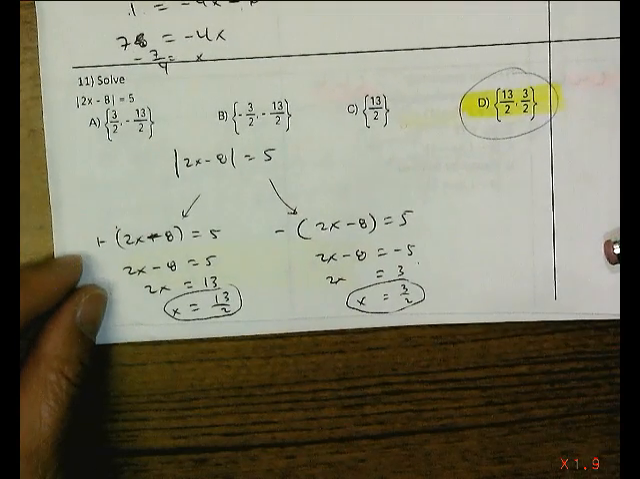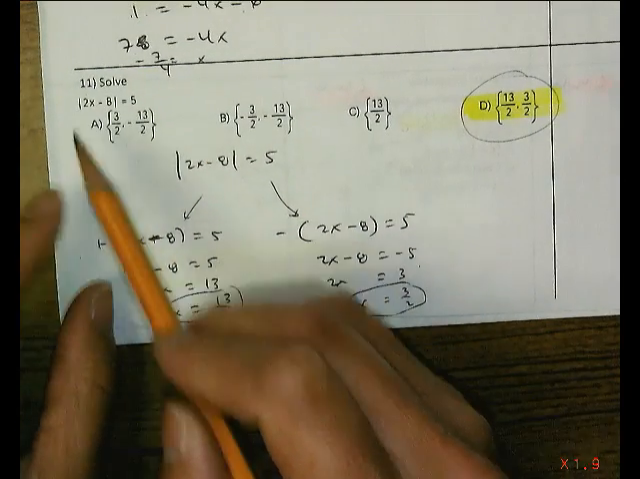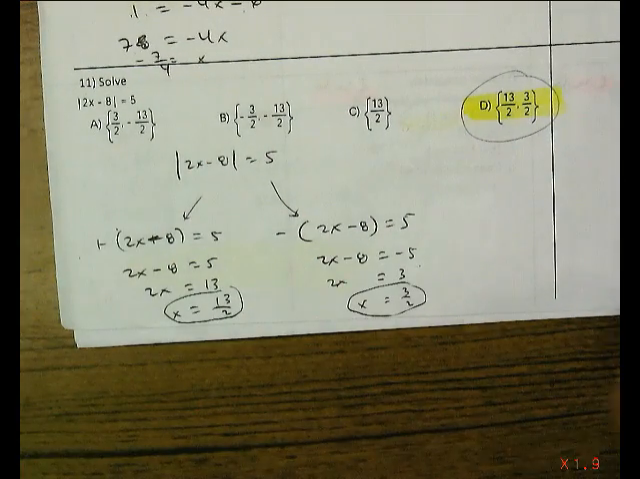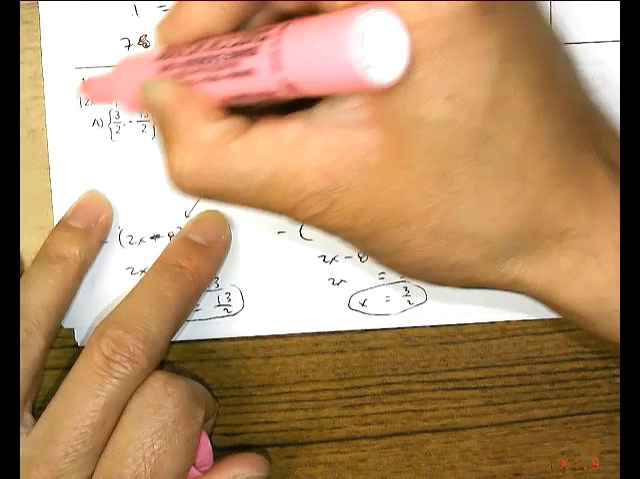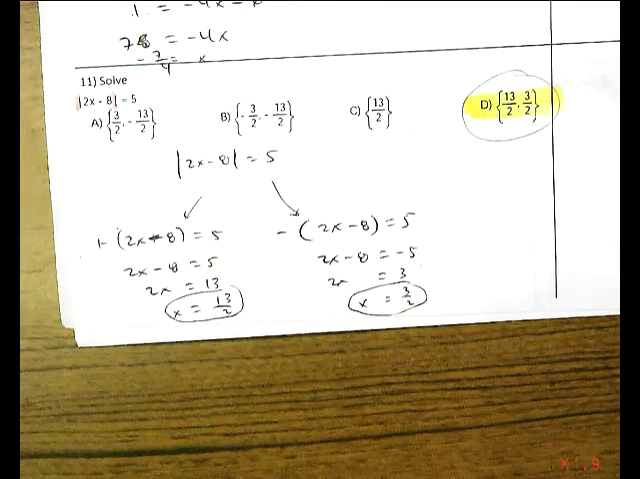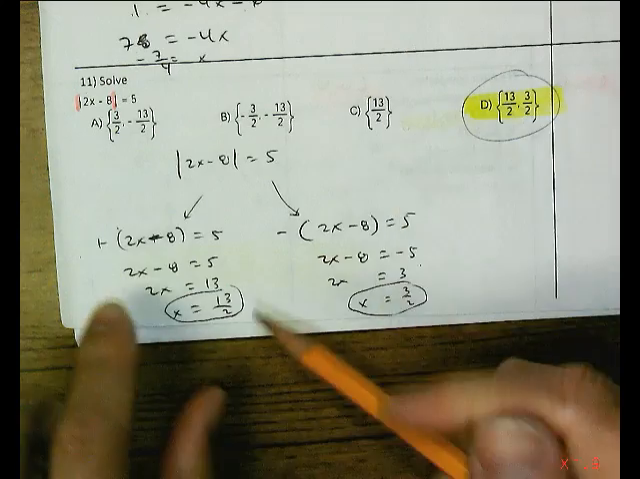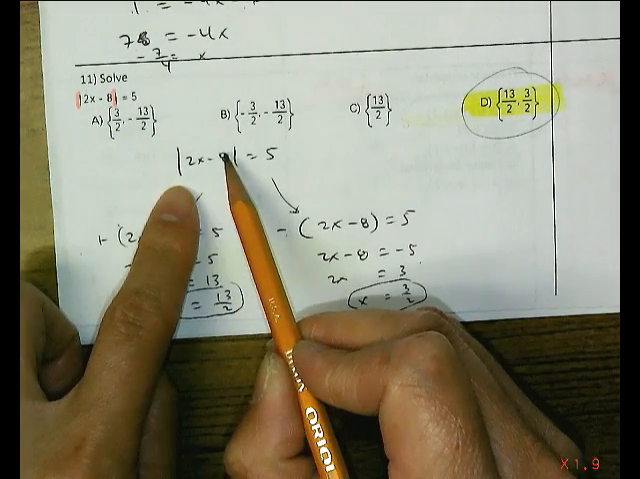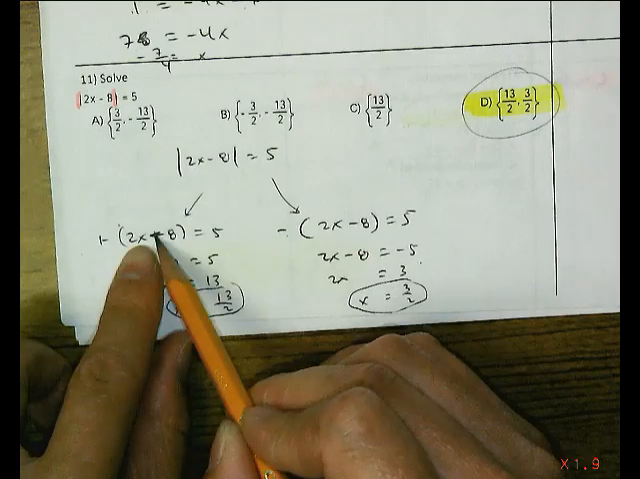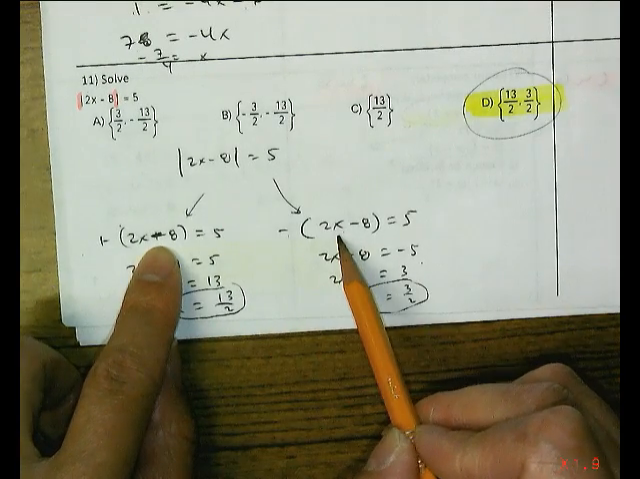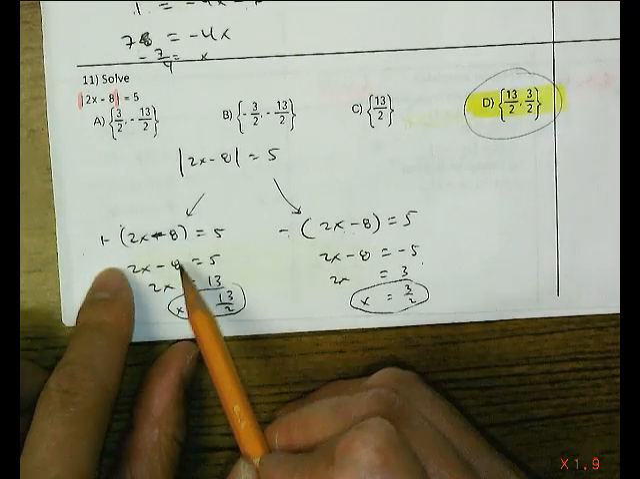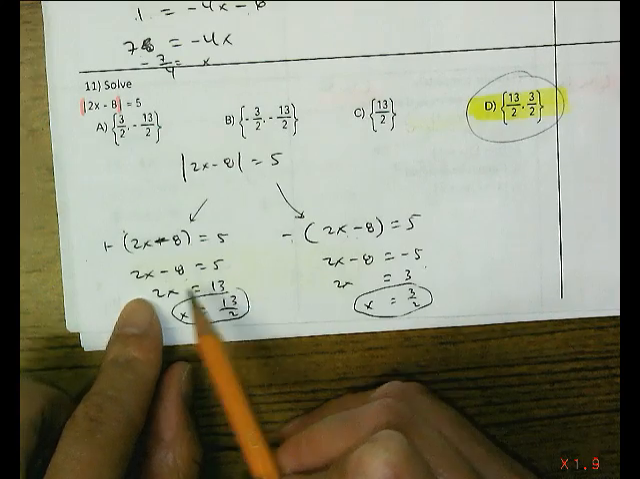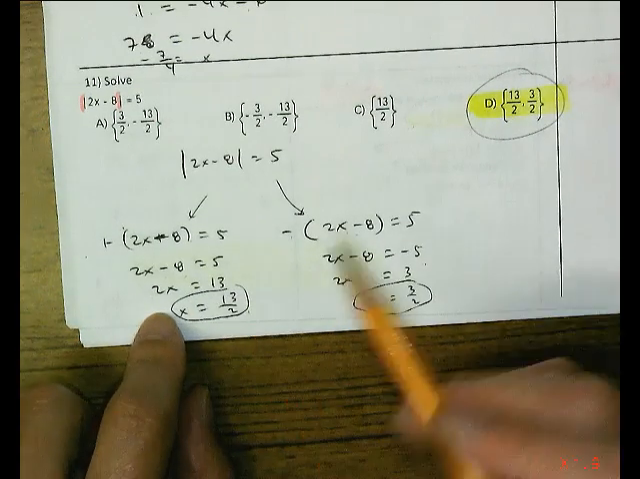Question number 11. You have the absolute value of 2x minus 8. I want to highlight the absolute value signs. They are isolated, which means now I can separate them into one argument is positive and one is negative. Remember, you're just taking the argument, which is 2x minus 8, and you're not changing that in the parentheses. Here you can drop the parentheses, add 8, divide by 2, x equals 13 halves.